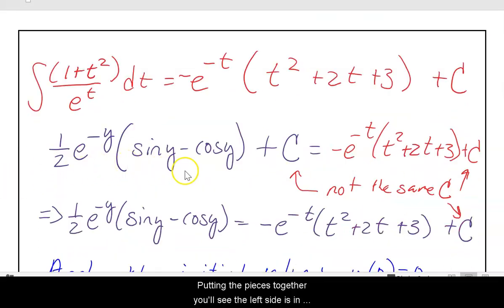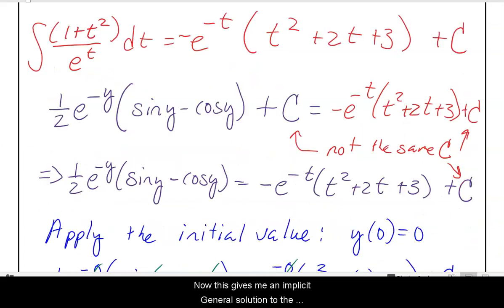Putting the pieces together, you'll see the left side is in purple coming from the integral with respect to y, and the right side is in red coming from the integral with respect to t. Notice that these constants on the left and the right will not cancel because they're not the same constant. Don't make that mistake. Then, once I combine them together by moving the constant of integration with respect to y to the right side to join the constant of integration with respect to t, that gives me a different constant of integration, which is this one down here.